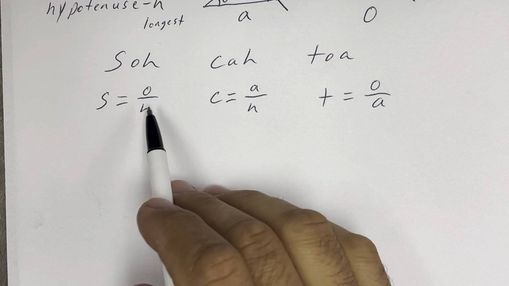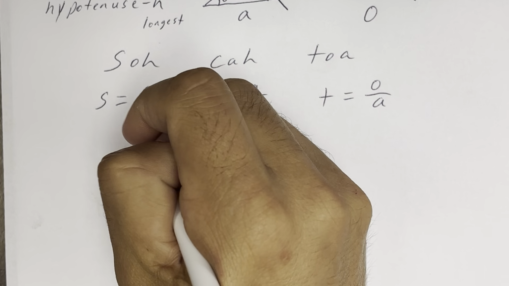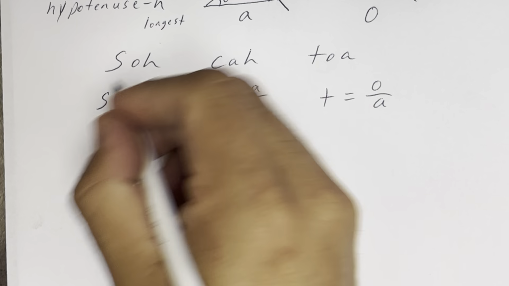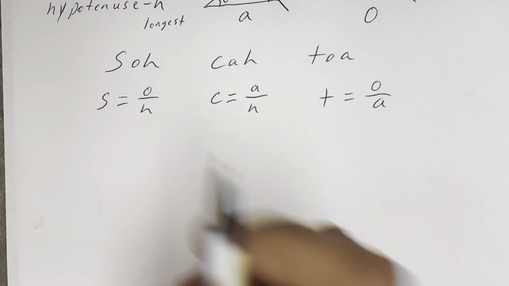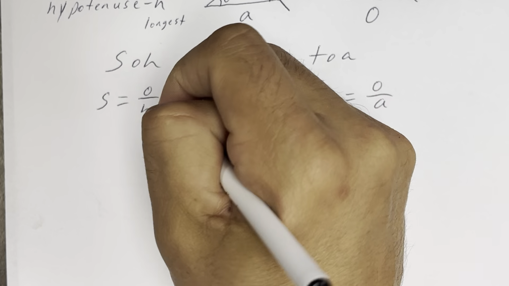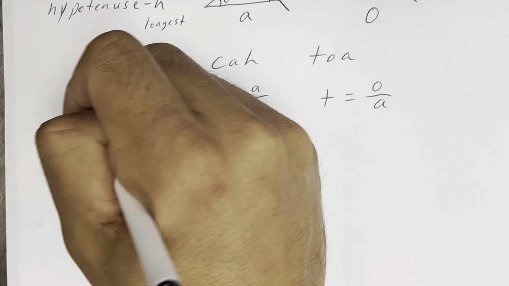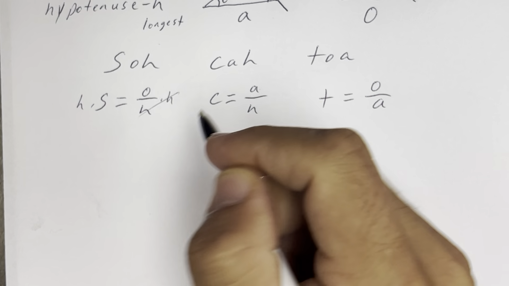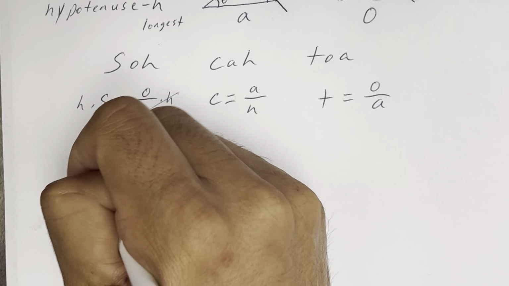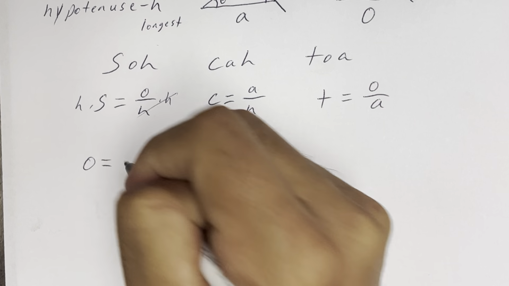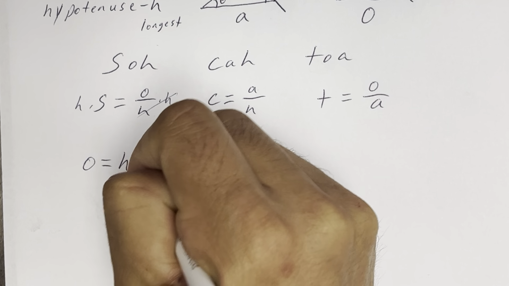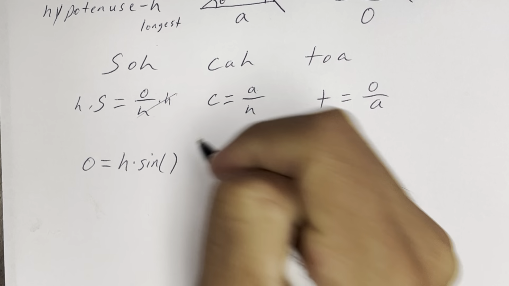Okay, so here's how we get the equations. If I want the hypotenuse, right? So I'm going to use this one function. I'm going to say, okay, well, times h. So this is kind of what we did yesterday. So the opposite side equals the hypotenuse times the sine of the angle.